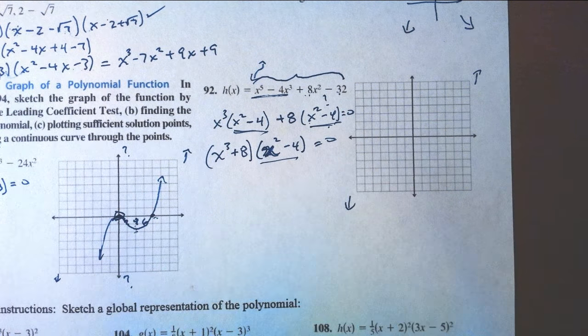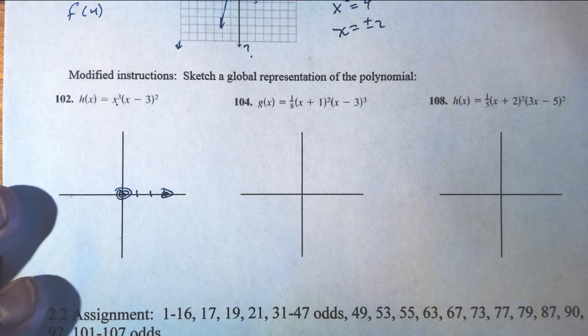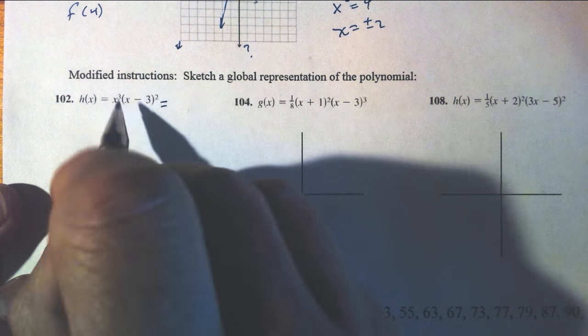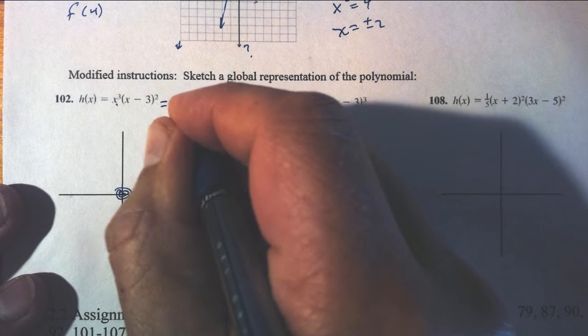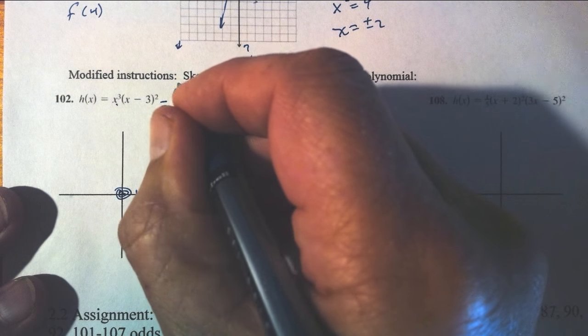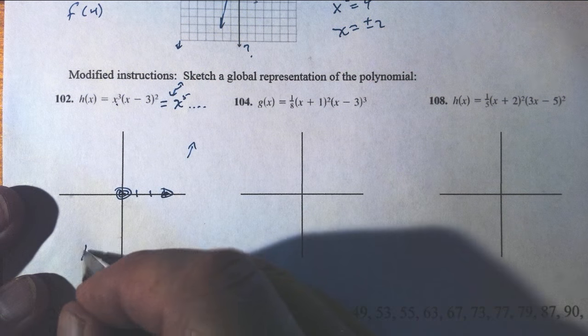Here we go. Modified instructions. We can do these very quickly once we've got it down. 3 is a double zero. 0 is a triple. If I FOIL this out, I'm going to get an x cubed times an x squared from here. I get x to the 5th and then some other stuff. Therefore, x to the 5th wants to look like this. They want to rise to the right, fall to the left.